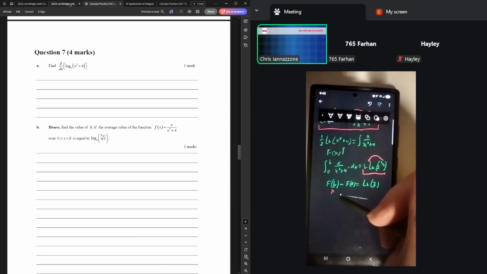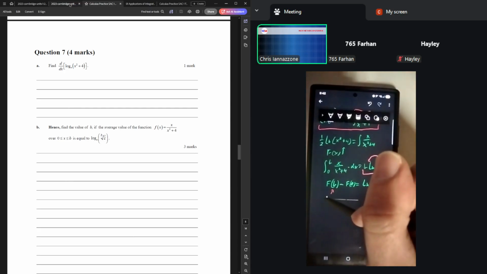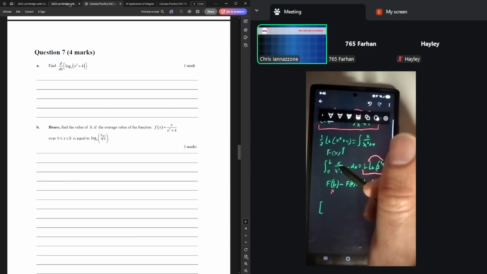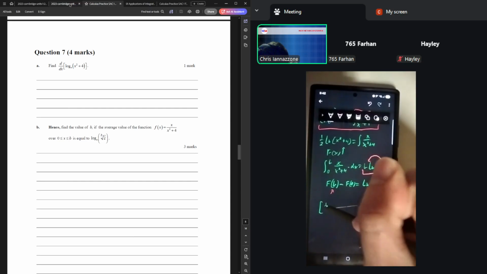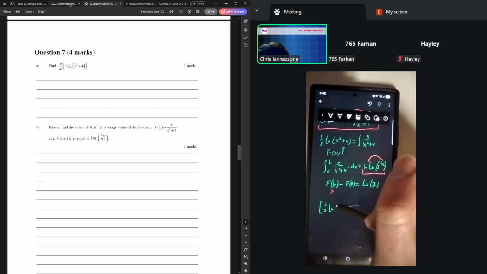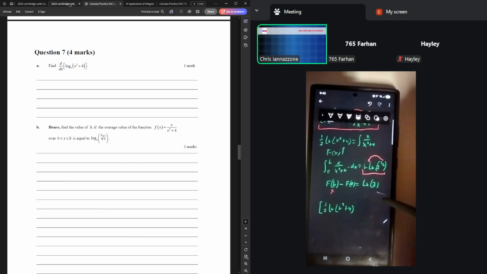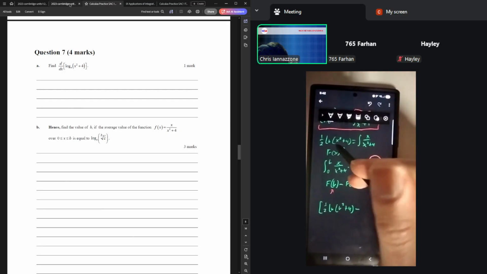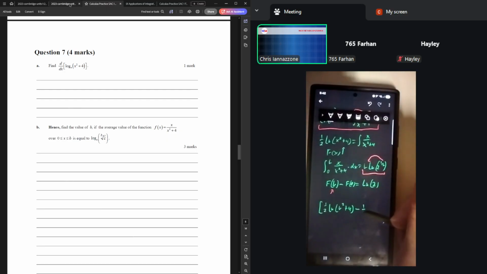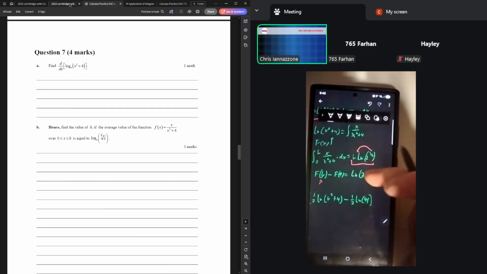Okay, cool. So capital F of b, we're going to now have, it's this function here. So half natural log of b squared plus 4, that's all it is, minus capital F of 0. So minus half natural log of 4. The 0 squared disappears. And that is equal to our natural log of 2.